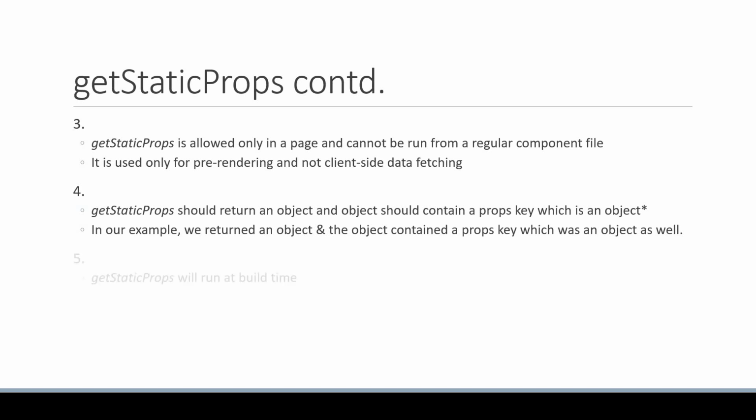The fifth and final point is that getStaticProps will run at build time. However, during development, that is, when you run yarn dev in the terminal, getStaticProps runs on every request. You're changing the code almost every minute, and it's only logical that Next.js has to run the function on every request. So there is a slight difference in dev and prod.